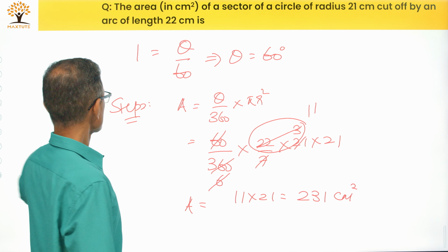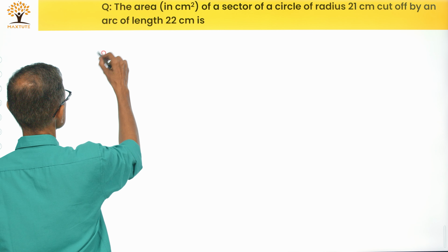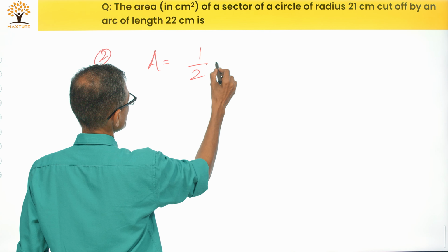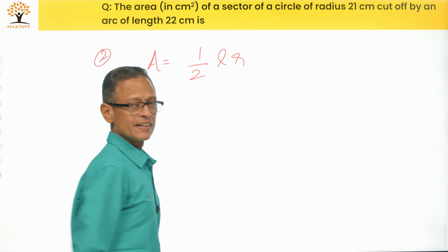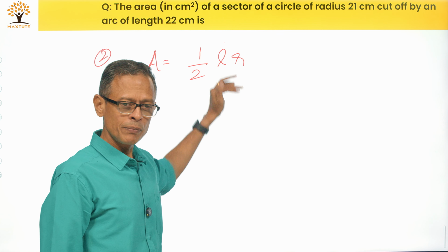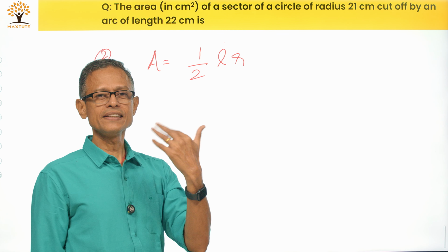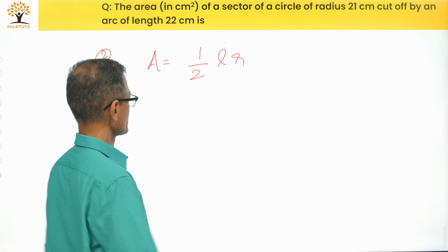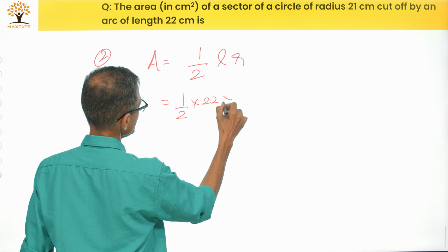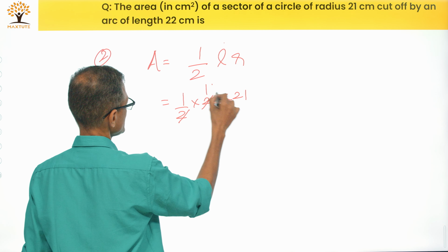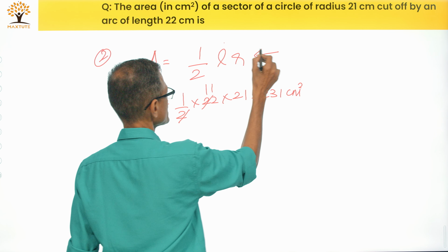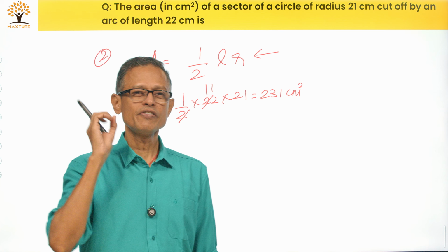This is method 1. Method 2 is using a formula directly. Area of a sector is equal to half LR. What is L? L is the length of the arc. R is the radius of the circle. We'll compute this answer and then we'll see why this formula is the same as what we got earlier. So this is half into length of the arc, which is 22, radius is equal to 21. 11 times 21 is equal to 231 centimeter square. If you remember this, the question is going to take you 15 seconds.